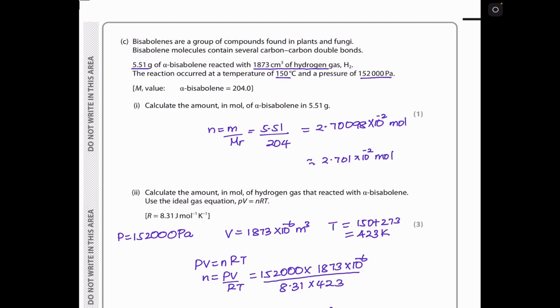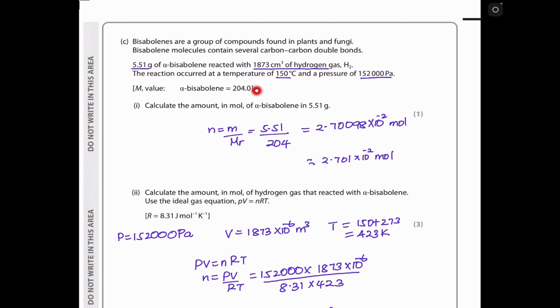Bisabolenes are a group of compounds found in plants and fungi. Bisabolene molecules contain several carbon-carbon double bonds. 5.51 grams of alpha bisabolene reacted with 1873 centimeters cubed of hydrogen gas. The reaction occurred at a temperature of 150 degrees Celsius and a pressure of 152,000 pascals.